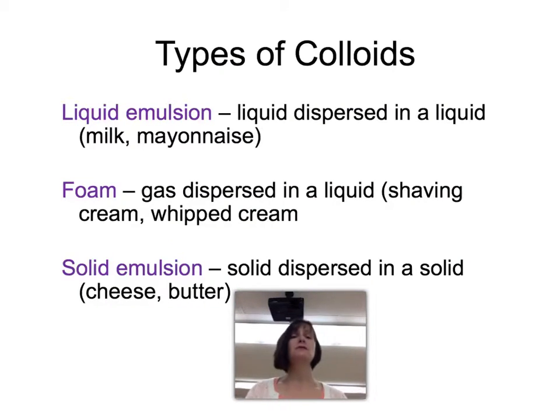There are different types of colloids or emulsions. A liquid emulsion is when you have a liquid dispersed in a liquid, like milk or mayonnaise. A foam is when you have a gas dispersed into a liquid. That'd be like sea foam. And then also a solid emulsion, which is my favorite because chocolate is an example of a solid emulsion, where you have a solid dispersed in a solid.